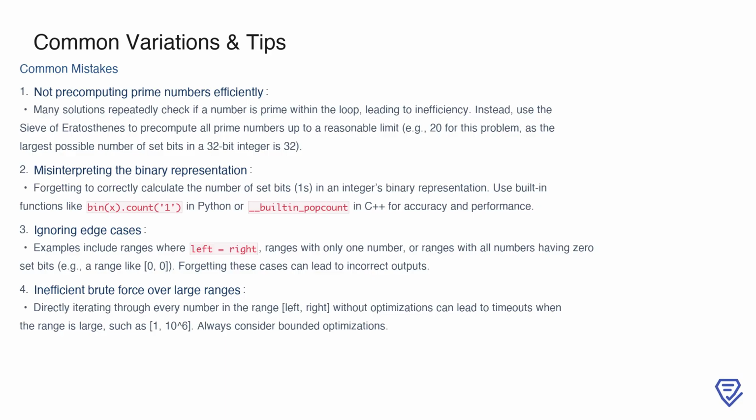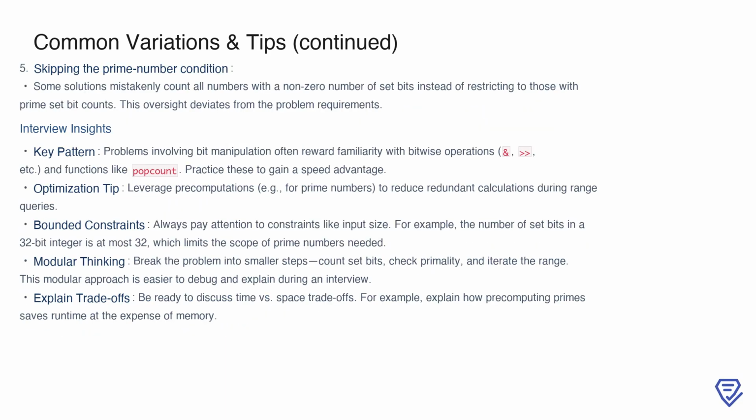Lastly, brute force methods over large ranges can lead to performance issues. For instance, iterating through every number in a range like 1 to 10^6 without optimization can result in timeouts. It's essential to incorporate bounded optimizations to address such cases effectively. Another common mistake is skipping the prime number condition. Some solutions incorrectly count all numbers with non-zero set bits, rather than restricting to numbers with a prime count of set bits. This directly violates the problem requirements and leads to wrong answers.